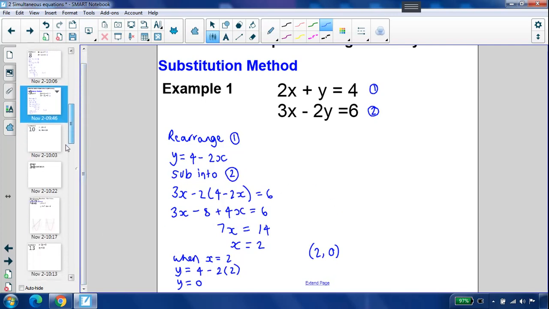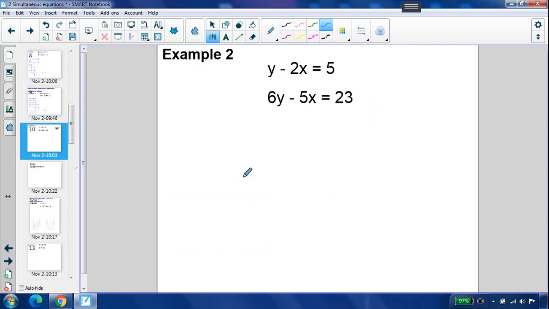Let's move on to another example. And I'm going to do the same process, and I'm actually going to rearrange 1. And it will be easier to have y is equal to again. So I'm going to move the minus 2x onto the other side by adding 2x to both sides. So I'll have y is equal to 5 plus 2x. Then I'm going to substitute this into equation 2.